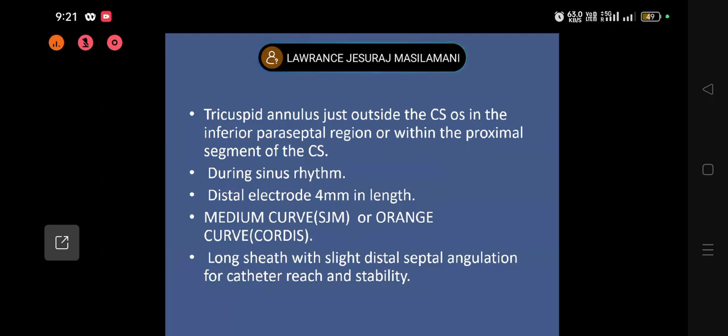There are times you may require a smaller curve. A small curve of Abbott is rarely used because it hardly reaches the slow pathway area even in kids. So we don't use smaller curves. There are times when you have a dilated coronary sinus, or when you have a prominent eustachian ridge and you want to go above and come down, you may have to use a larger catheter, maybe a large curve of Abbott or maybe a wide curve of Cardis.